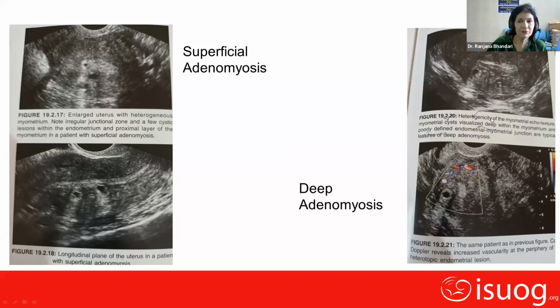Now this is a type of deep adenomyosis. See, now the endometrium is this, and we are going behind. See, this is the endometrium, and we are behind. So this is a deep adenomyosis.